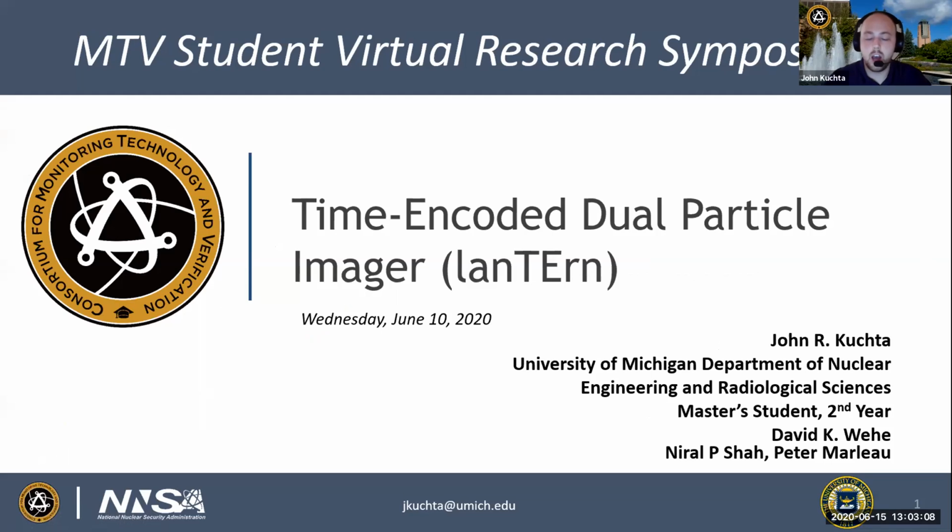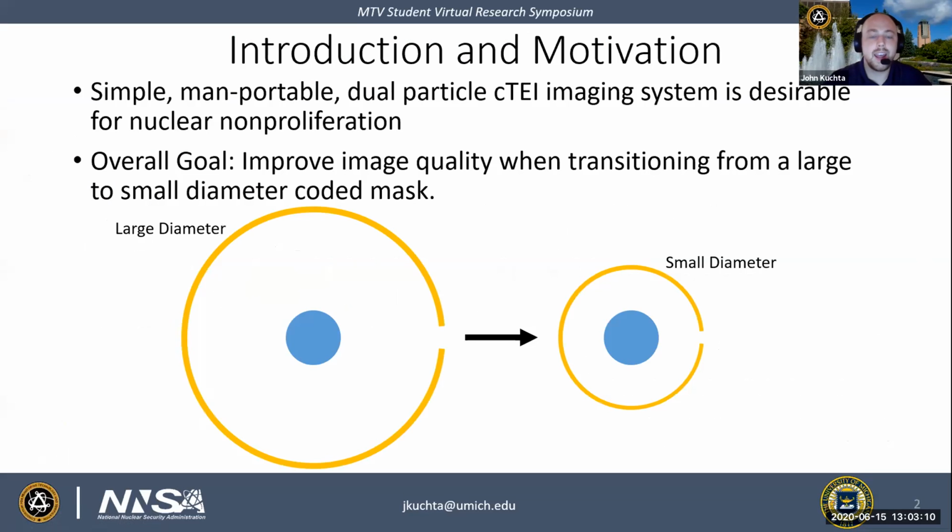Okay, thanks, Sean. So I'm going to be focusing on a handheld cylindrical time-encoded imaging system desirable for nuclear non-proliferation efforts. What we'd like to have is a simple, man-portable system. The issue is when we go from a large system to a small system, we're decreasing the diameter of our mask, and in doing so, that's really decreasing our angular resolution.